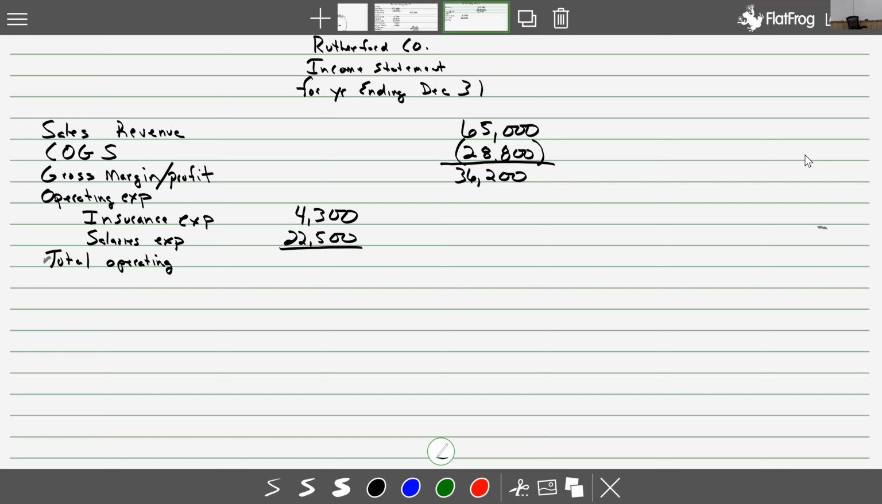Okay, so we add those two together. We get 26,800. Now we're going to do some more math, and this is going to become our operating income, or income from operations. Okay. How you word it, those kind of mean the exact same thing.